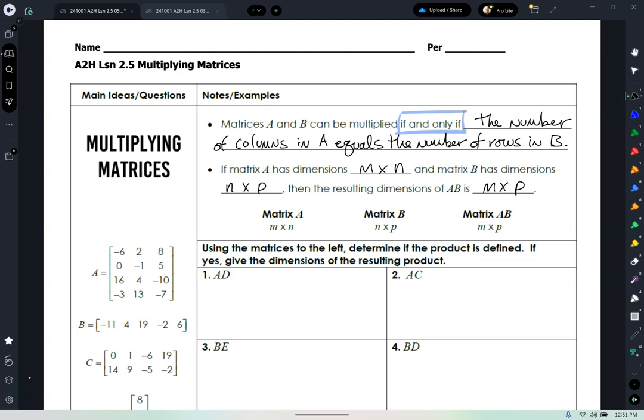See how that works? Okay, so here's how I want you to notate this, okay? So we're going to do something like this. We're going to confirm that these can be multiplied by boxing in the columns of the dimensions from our first matrix and the rows of our dimensions of our second matrix. If those two are the same, we're going to put a check mark up here, and then we know that the resulting product is going to be the rows from matrix A by the columns from matrix B.